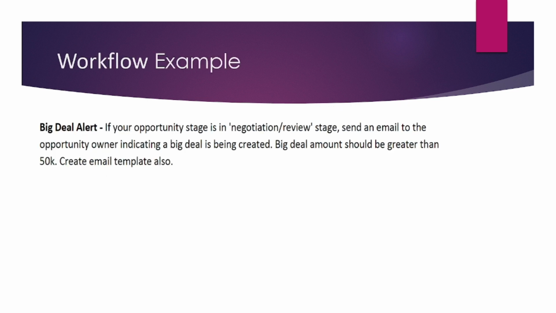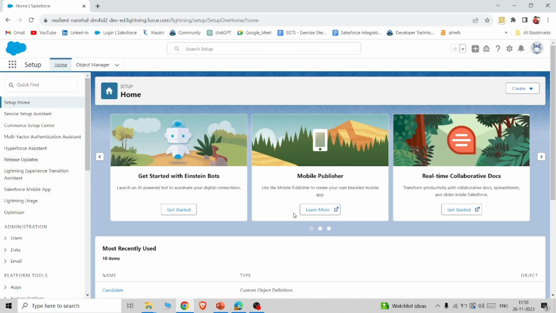Okay, let me take one example, that is a big deal alert. Everyone knows there is an opportunity object, a standard object. If your opportunity stage, there is a picklist field stage, is negotiation review, we have to send an email to the opportunity owner indicating that a big deal is being created. We have to send this message to the owner that a big deal is created. Okay, so let's start our demo.